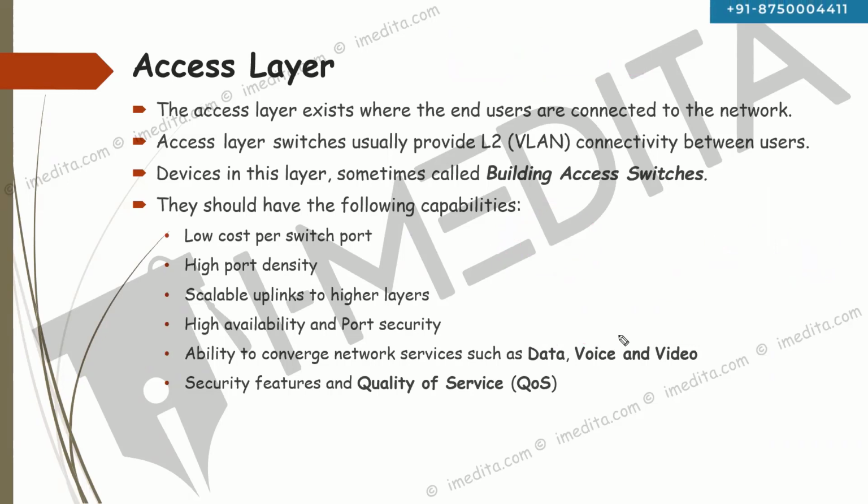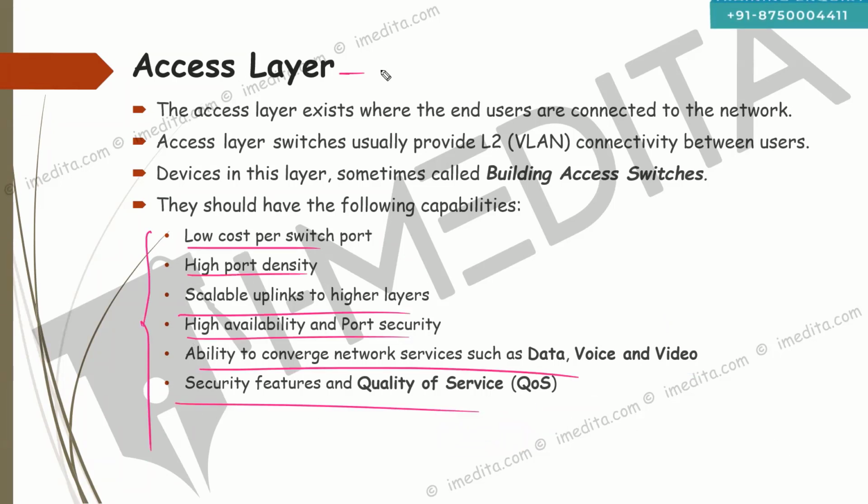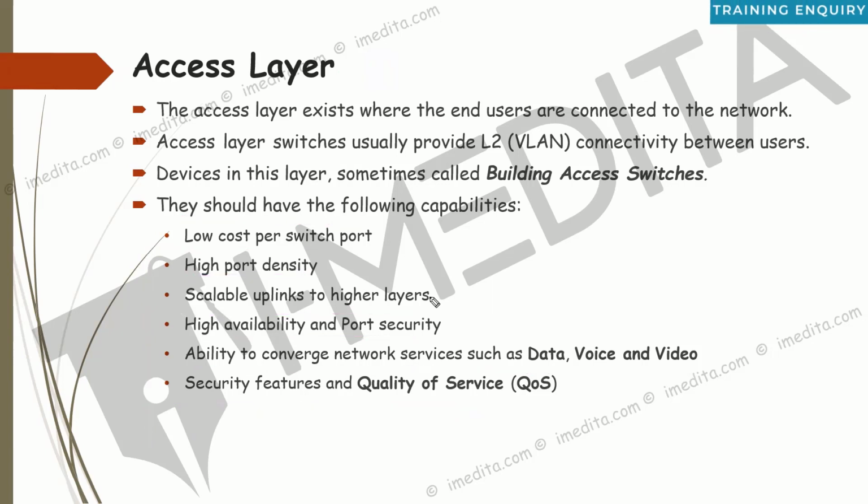So the switch should have the ability to converge network services such as data, voice, and video. And if we can perform quality of service for our voice or video traffic, for example, then it will be much better. So whatever switch has these properties, you can purchase that switch and connect it at the access layer. These are recommended. The switch that you connect at the access layer should have at least these following properties.